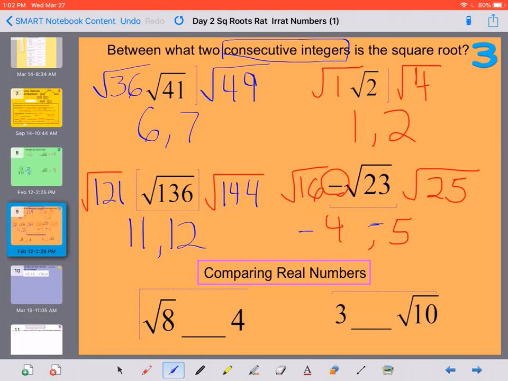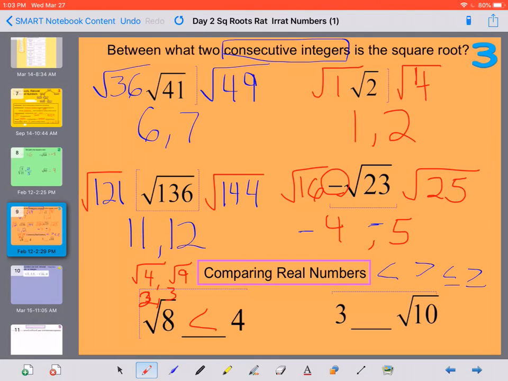Now, comparing real numbers. When we compare, we need a less than sign, greater than sign, or less than or equal to, or greater than or equal to. So the square root of 8, well, 8 is not a perfect square, so what comes between? The square root of 8 comes between the square root of 4 and the square root of 9. So I know that's somewhere between 2 and 3. Well, I know that 4 is already bigger than 2 or 3, so I know that the square root of 8 is less than 4.